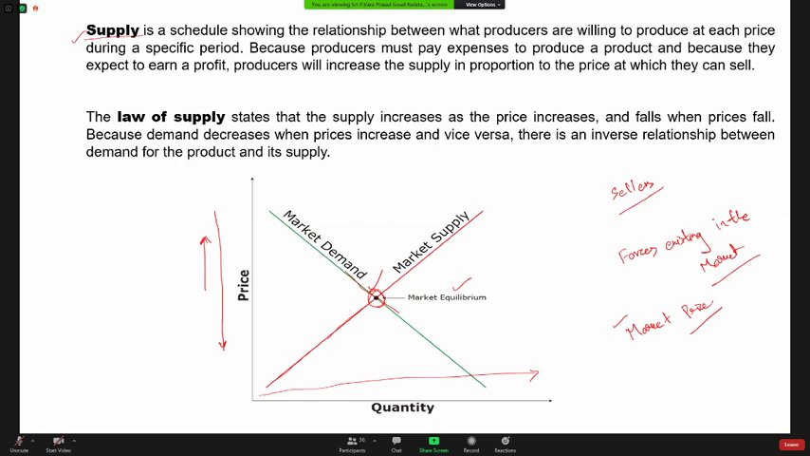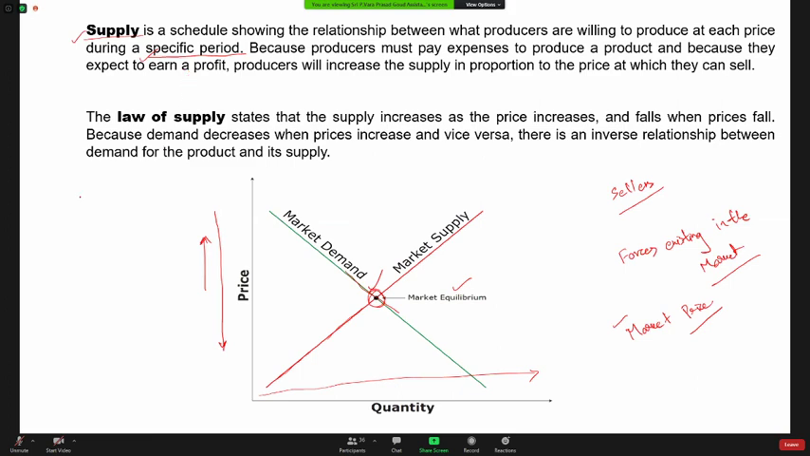Then what is supply? It's nothing but the willingness of the producer or the seller to sell at a particular point of time during a specific period. Tomorrow, the next day, the seller's willingness to sell may again change. So always remember it is for a specific period of time.